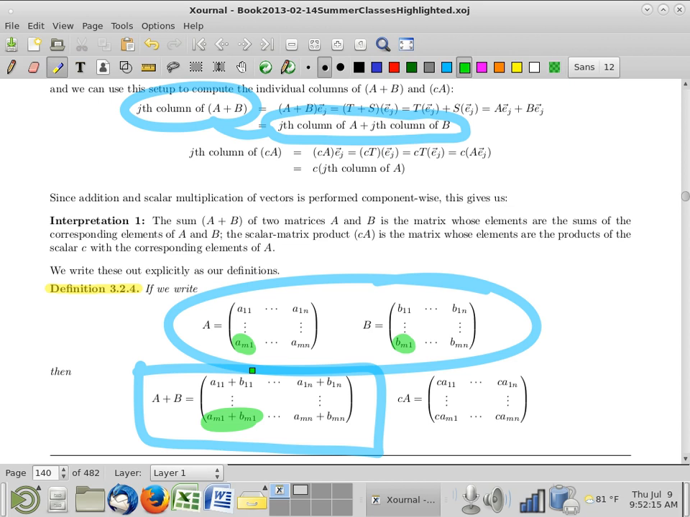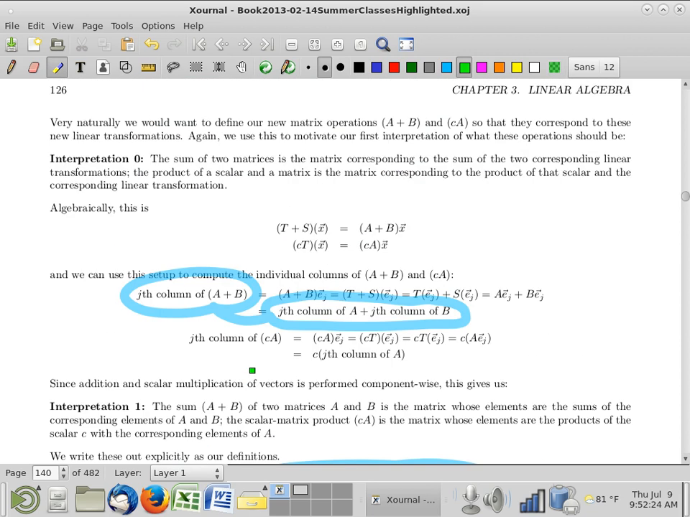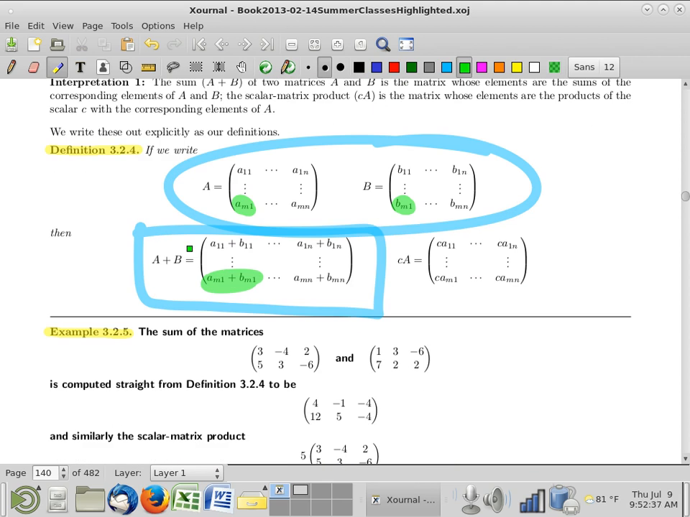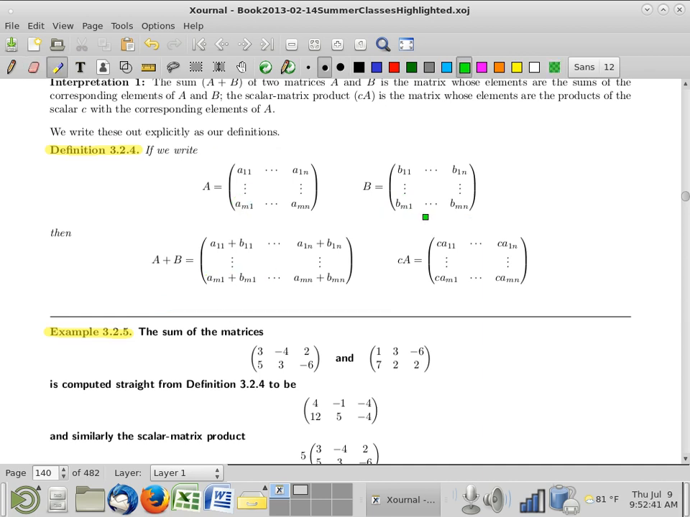But I think it's important to note that this formula is not just convenient and arbitrary. This formula is what you get by insisting that the way we add matrices has to correspond to adding linear transformations, because matrices represent linear transformations. So this is not just convenient down here. This is natural. Okay. All right, so a quick and easy example if you want to add these two matrices.